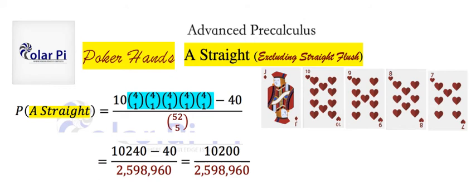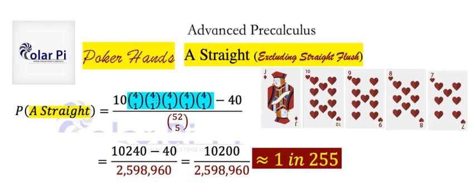So this is what this looks like: 10 times 5 of the 4 choose 1s makes 10,240, and then minus 40 is 10,200, and then the denominator is no surprise, and this last fraction is approximately 1 in 255. So that's your chance of getting a straight, about 1 in 255.